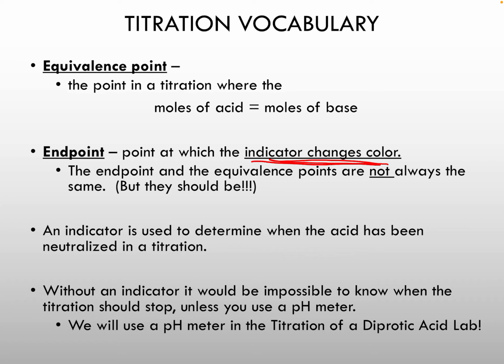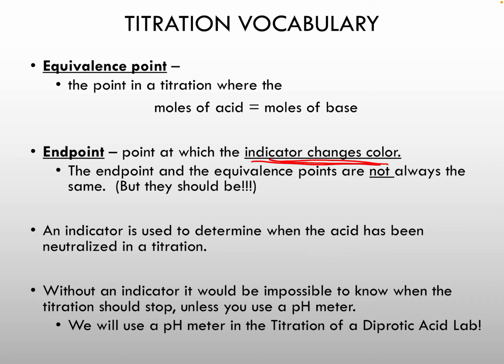So again, the endpoint and the equivalence point are not always the same, but they should be. Equivalence point is the actual end to your titration, where your moles of acid are equal to your moles of base. The endpoint is where the indicator changes color. And we're going to talk more about how to choose a good indicator at the end of the next lecture.